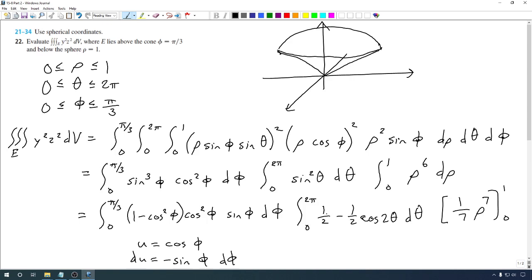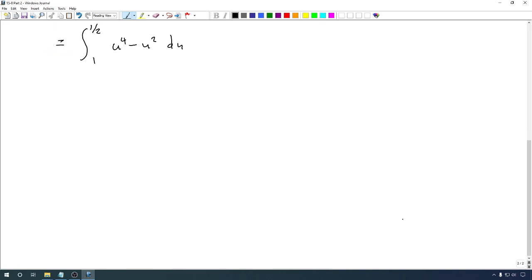Next, we're integrating 1/2 minus 1/2 cosine of 2 theta. Well, the integral of 1/2 is going to be 1/2 theta because we're integrating with respect to theta. The 1/2 cosine of 2 theta, because there's a 2 theta in there, we end up having to divide by an extra 2. So we have a 1/2 times 1/2. And then the cosine turns into a sine, and that's still going from 0 to 2 pi.